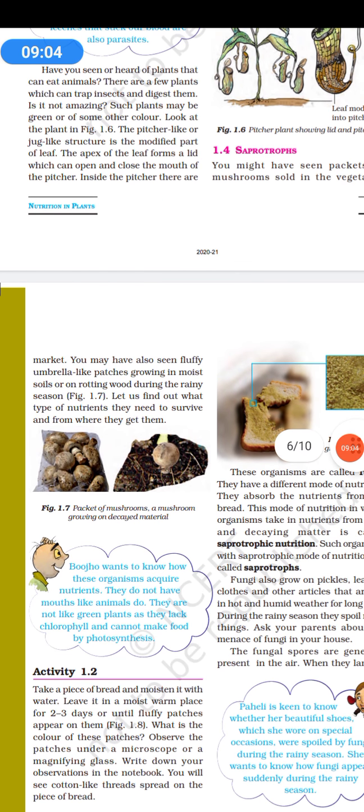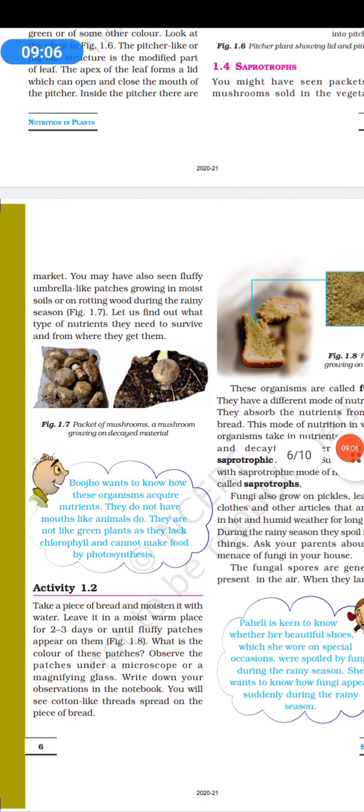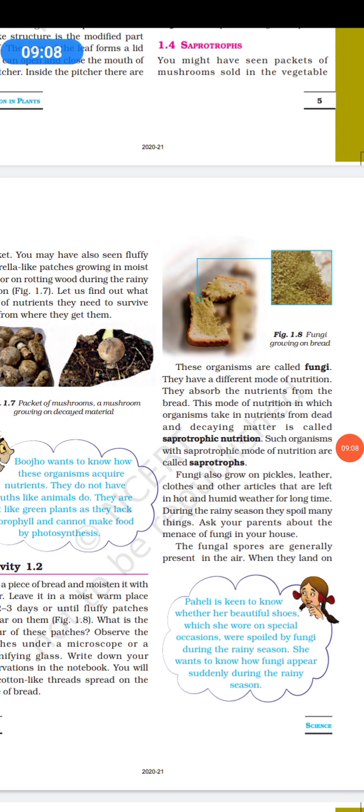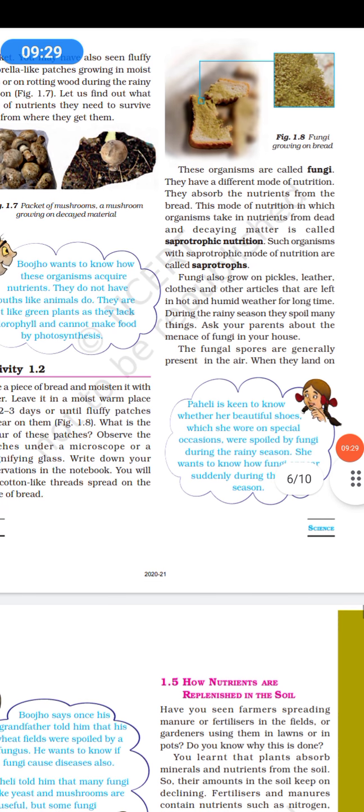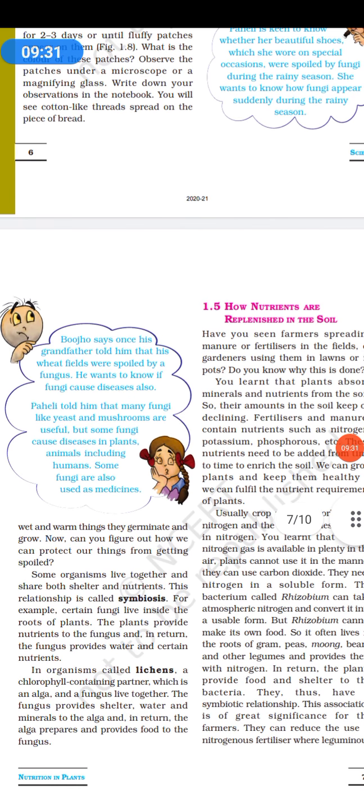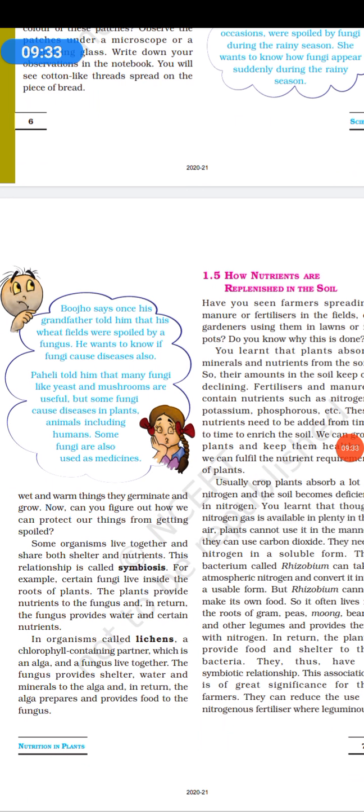Okay. Then the next thing we have is the saprophytic mode of nutrition. That is the mode of nutrition in which the plants derive their nutrition from dead and decaying matter. Those are the fungus, the molds, the bread molds that we easily see. They follow saprophytic mode of nutrition.